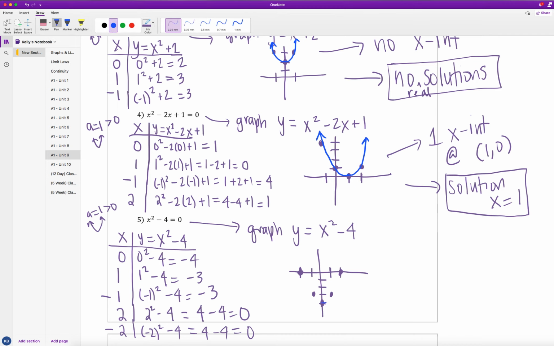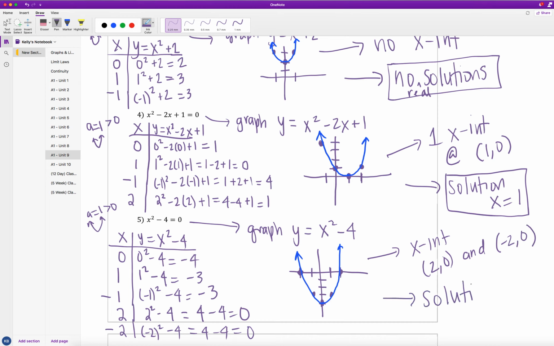If we were to graph this now, we can see this graph will keep climbing up to the left and up to the right. Whoops. There we go. So I have 2 x-intercepts for this graph. I have an x-intercept at 2, 0, and an x-intercept at negative 2, 0. What that tells me then for my solutions is since our x-intercepts are our solutions, then my solutions here will be x equals 2 and x equals negative 2.